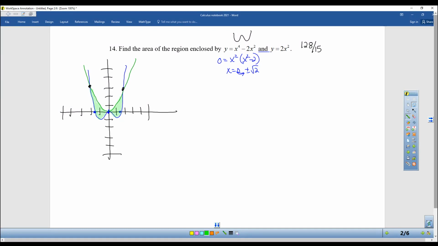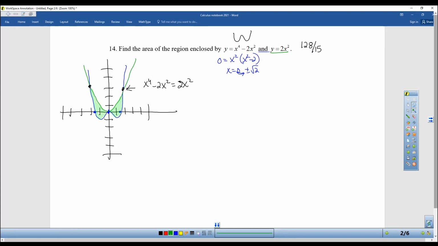So I need to know those points of intersection. I find the points of intersection by doing x to the fourth minus 2x squared is equal to 2x squared. It's possible that if I had graphed the green one really nicely, like made a table and plot, I could have found the points where they intersected. But I'm always just about making a rough sketch. I just want to have an idea of what I'm looking at, and I have to know which one's on top.